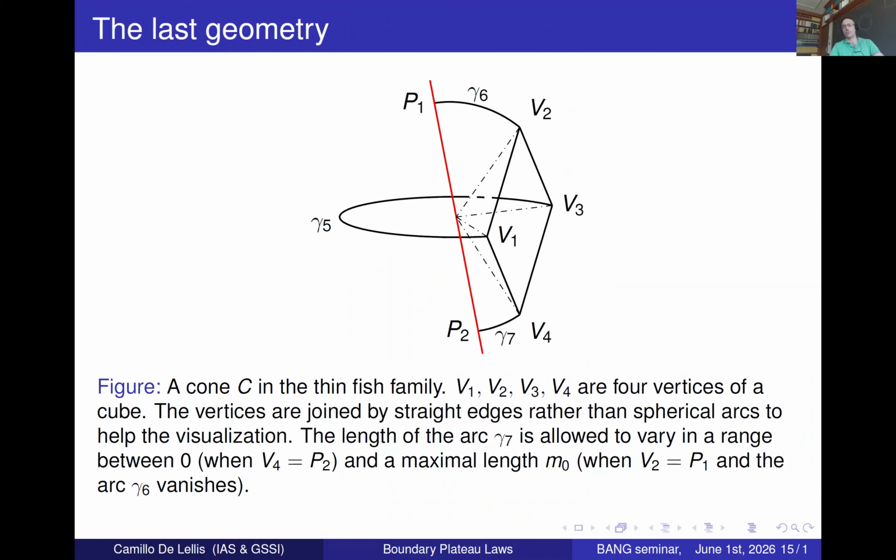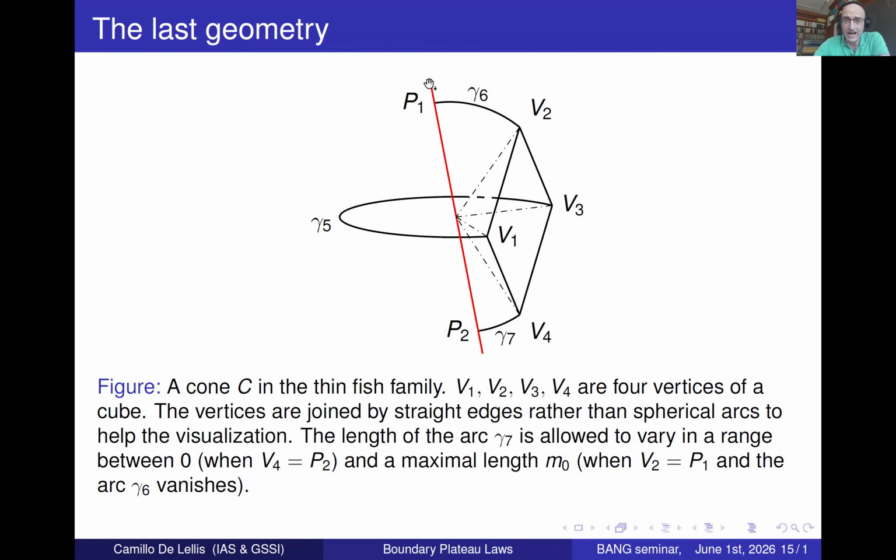Now, this is the last geometry. So this is a beast which we call thin fish. I mean, you see that the link of the cone consists of 1, 2, 3, 4, 5, 6, 7 arcs. I've drawn these edges not as arcs, but as straight edges, just because it's easier to visualize. But remember that we are cones. So, of course, a cone contains the straight edges because it will contain all of this kind of flat portion.